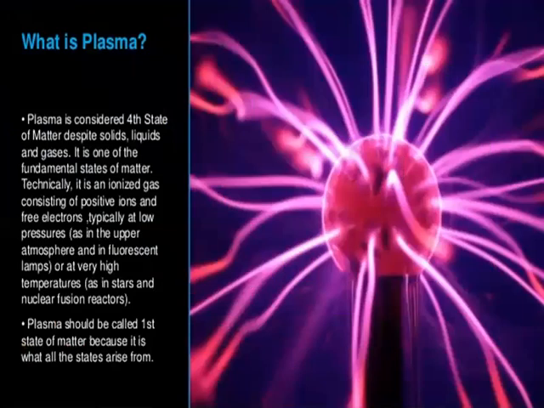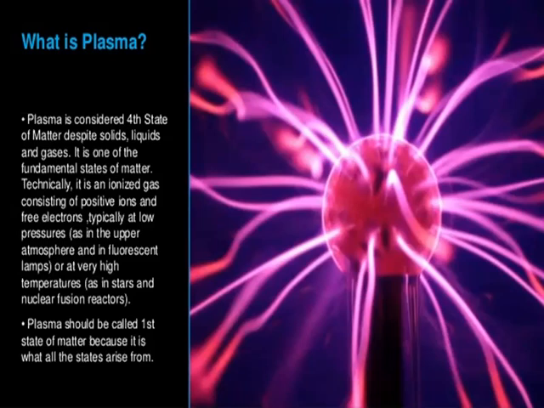As these processes are involved with the three states of matter, we have plasma, which is considered the fourth state of matter despite solids, liquids, and gases. It is one of the fundamental states of matter, which is actually ionized gas consisting of positive ions and free electrons. Typically it is found at low pressure in the upper atmosphere and in fluorescent lamps being used. At very high temperature in stars and even in the sun, plasma is present.